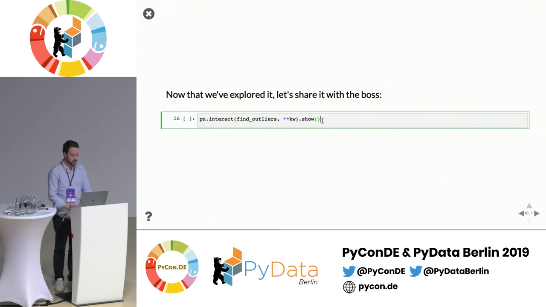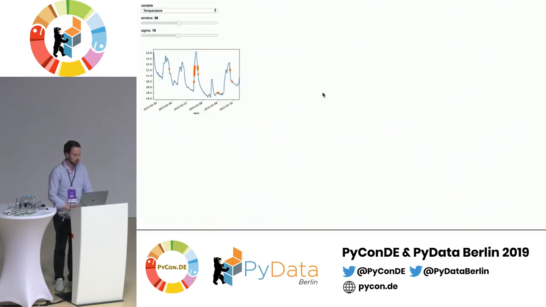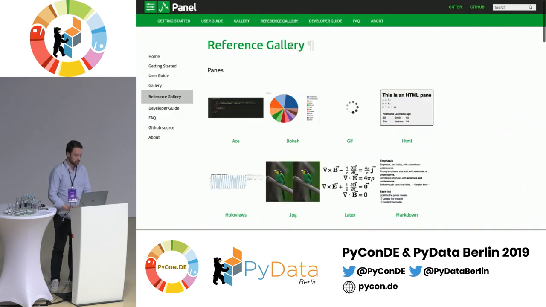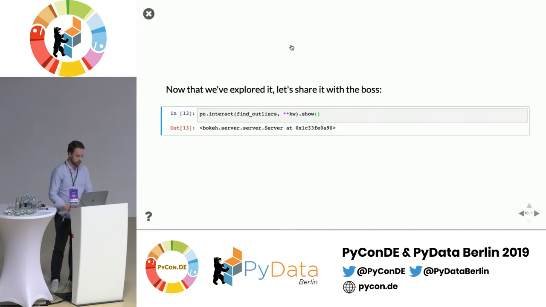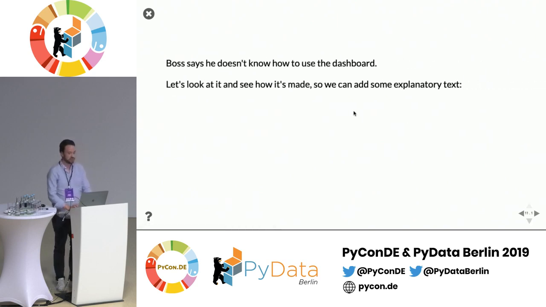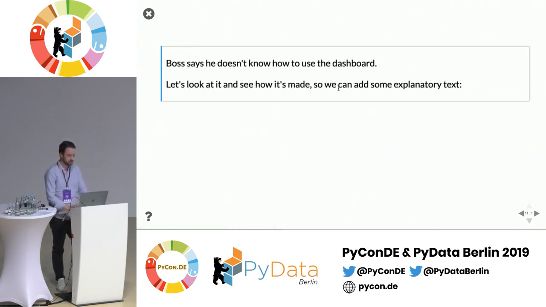So we're going to do that. We're going to see what that looks like. So if you run the .show command on this object, what you get is a separate server, a Bokeh server that is started up, and you can see what this app looks like. So within just 2 lines of code, we've now generated this little app, which is interactive and kind of does something that we want it. But it's not very pretty, right? And our boss doesn't really understand what a sigma value is.